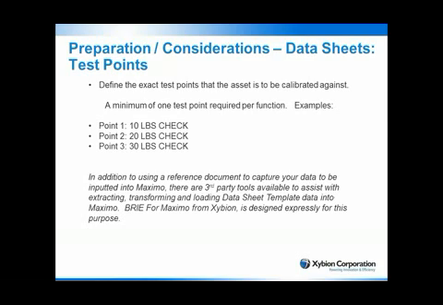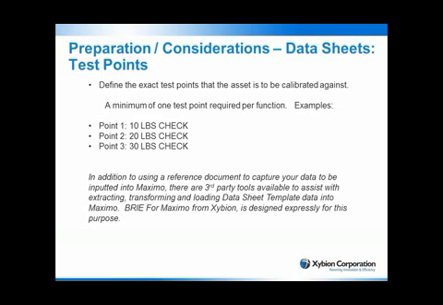Okay. Moving on, the next requirement for a data sheet will be where you specify your test points. So these are your actual specific tests that you'll conduct during the calibration. So for example, point 1 could be a 10-pound check, point 2 would be 20, point 3 would be 30. These are your individual specific test points that you're putting in.